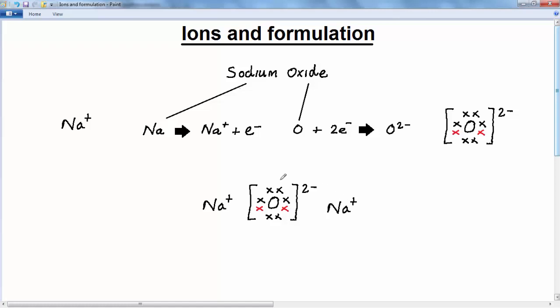Okay, so that's what we want to do when we're establishing our formula. We need to make sure that the charges on the ions all balance each other out. So we've got 2 pluses there and 1 2- there, all balanced. And then you just look at what you've got. Well, we can see we've got 2 sodiums, so the formula for sodium oxide will be Na2O, 2 sodiums and 1 oxygen. And there's our formula. Let's go on to another example.